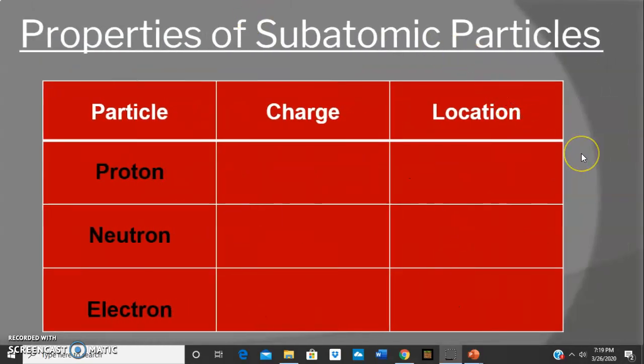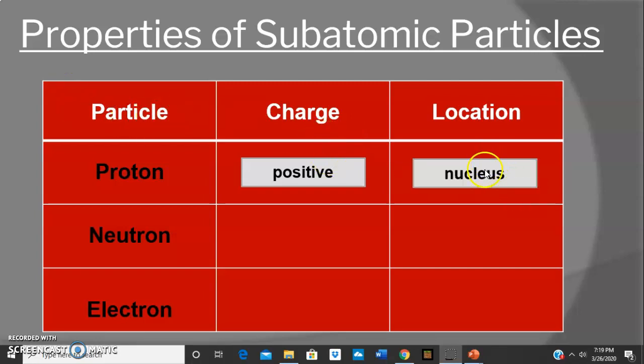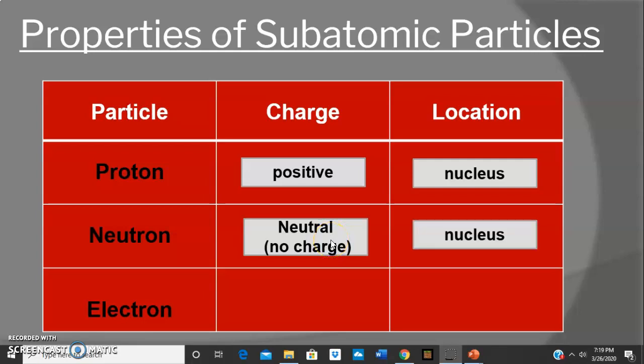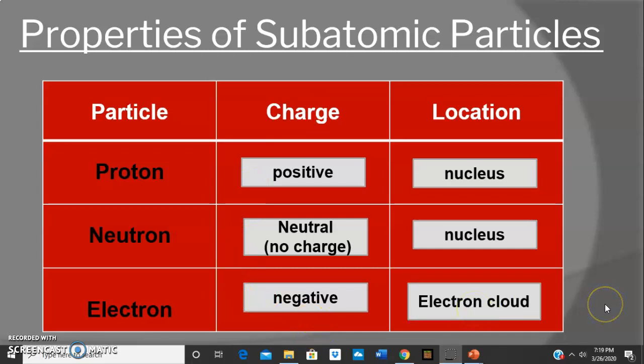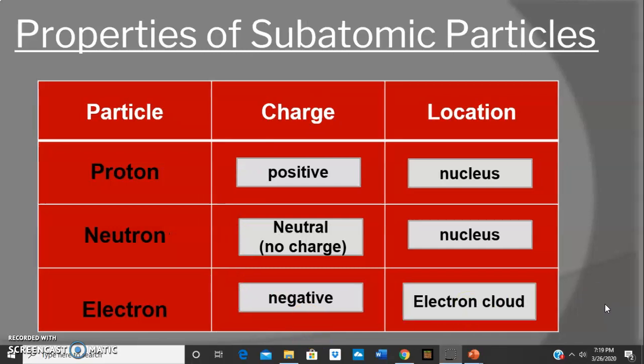All right, so properties of our subatomic particles. Again, we got three of them. Our protons are positive, and they're located in the nucleus. Our neutrons are neutral. They have no charge, and they're, again, located in the nucleus. And our electrons are negative, and they are located in the electron cloud.